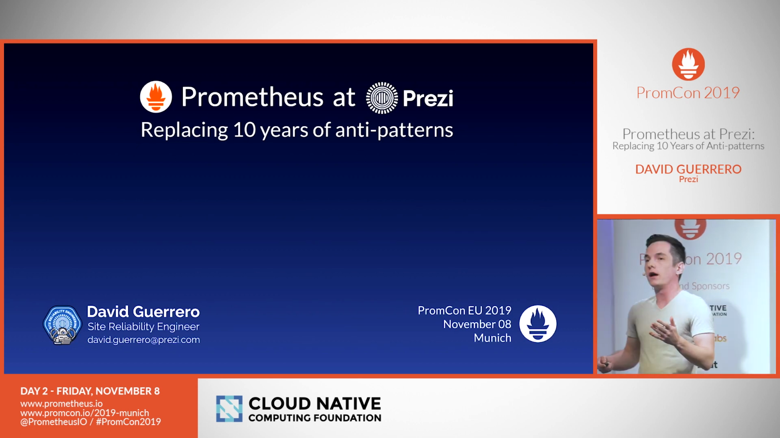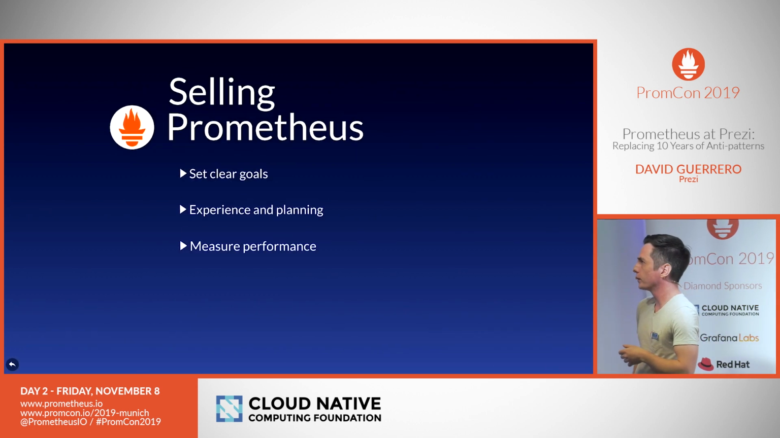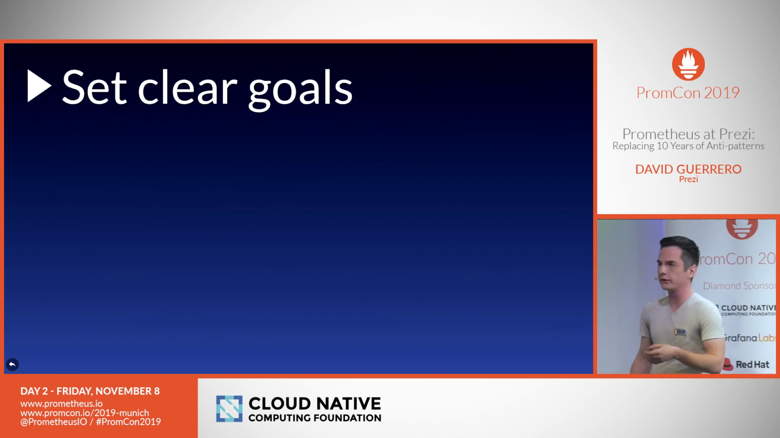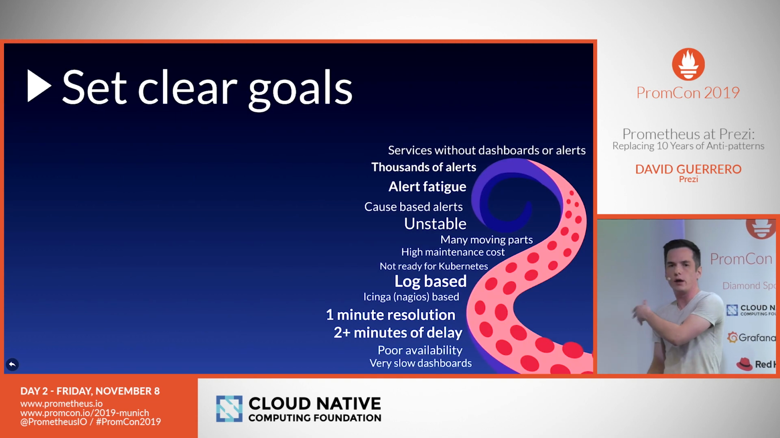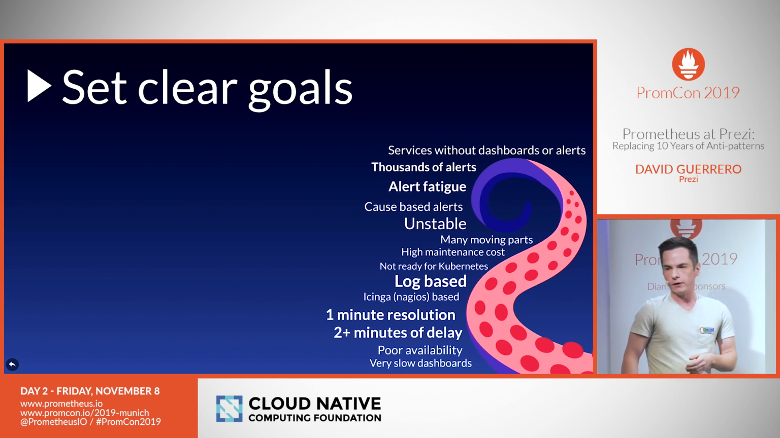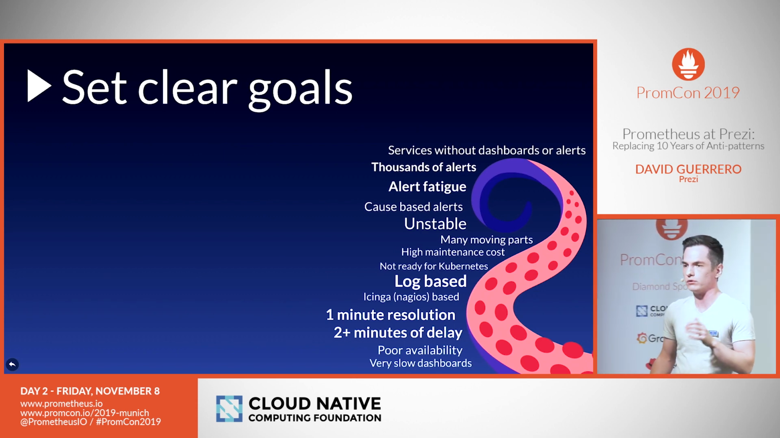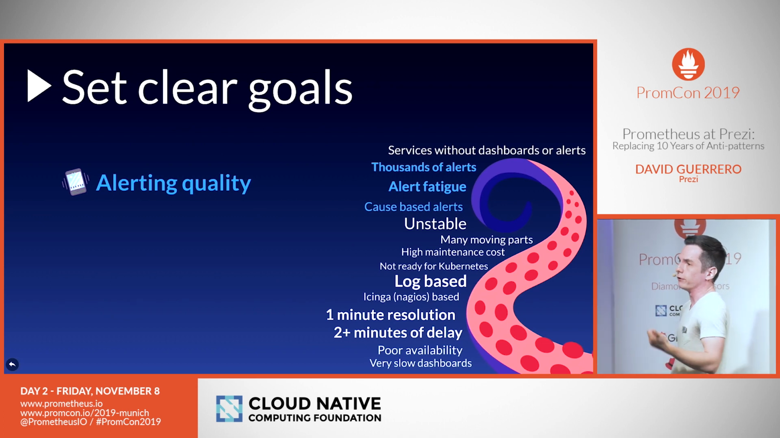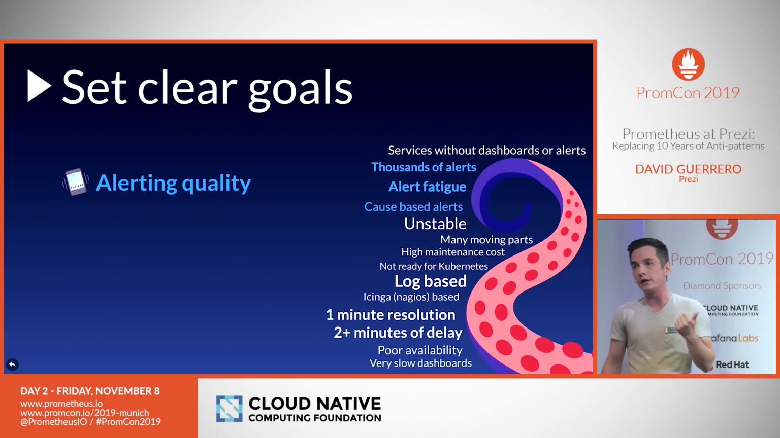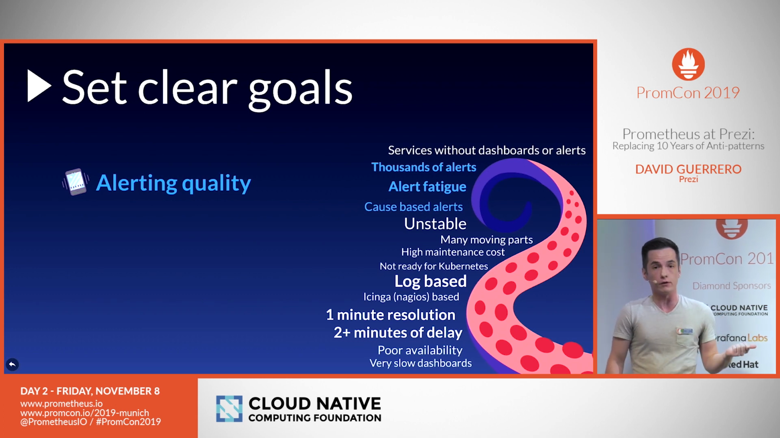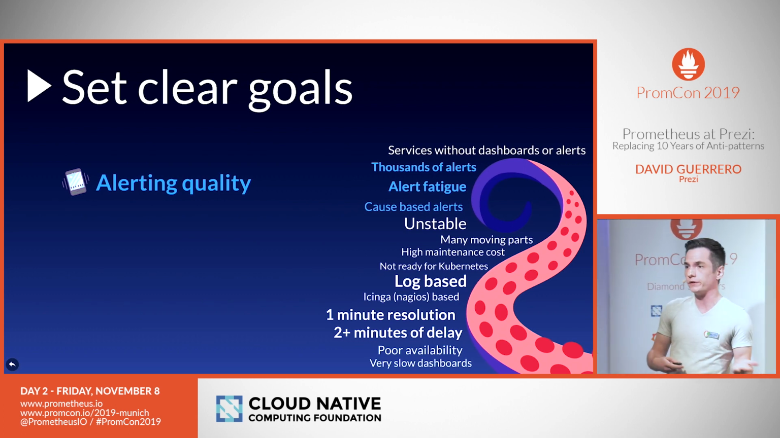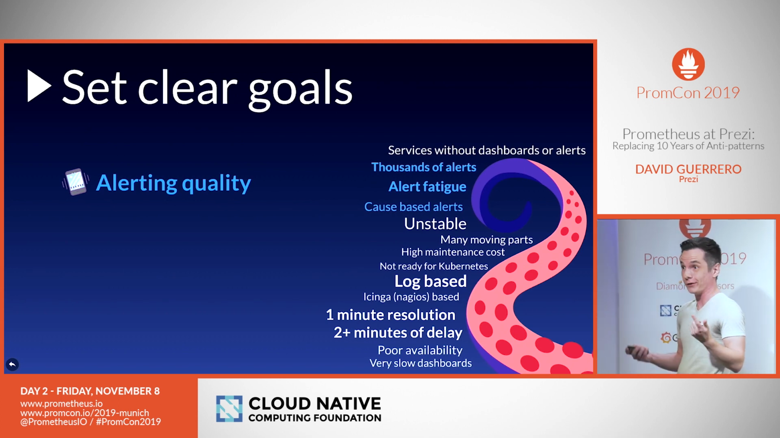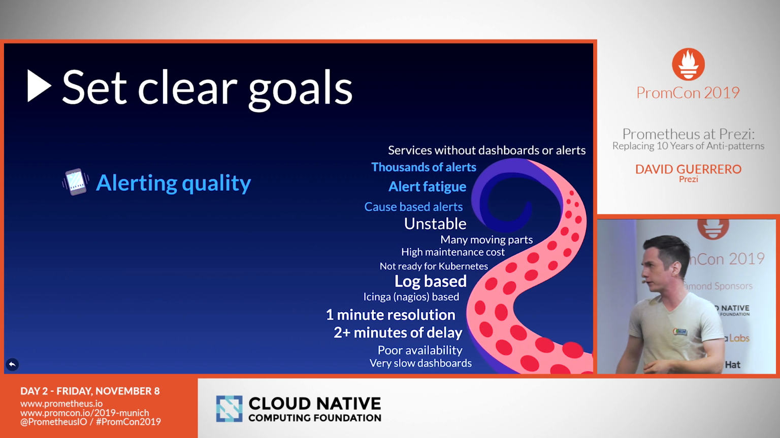So how did we actually sell the project? How do you sell Prometheus? First, what was really important was setting clear goals. If you remember this huge monitoring monster, we split our issues into 3 main groups. First one, alerting quality. If you have alert fatigue, and we actually had this, we had outages due to people ignoring alerts. They didn't know whether it was an important alert or not. They were on their way home, thinking maybe it's not important. Due to that, we had outages. So this we wanted to fix.